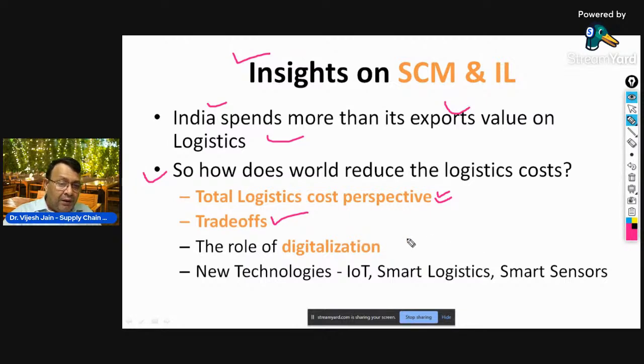So, that is required. And the role of digitalization. So, due to the digitalization and the use of ICT, information and communication technology, what has happened, that world is able to reduce the logistics cost. So for example, new technologies like IoT, Internet of Things, smart logistics, smart sensors, and even I would say smart contracts that are blockchain based, so these are being used to reduce the logistics cost, overall logistics cost in the world today.